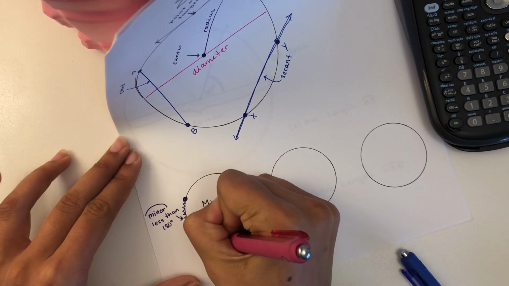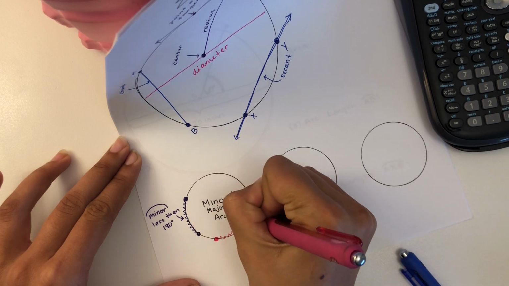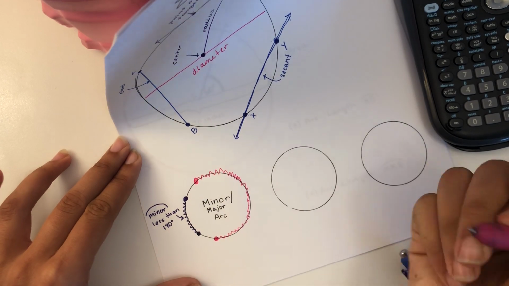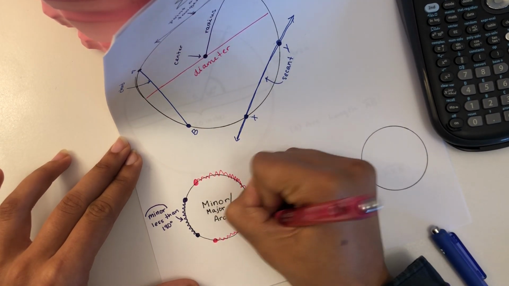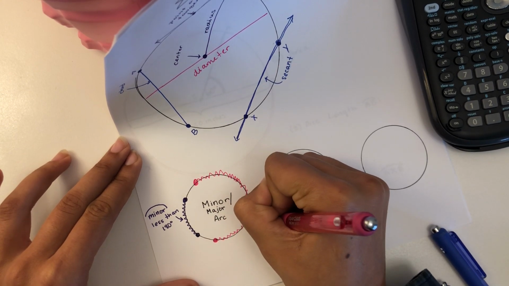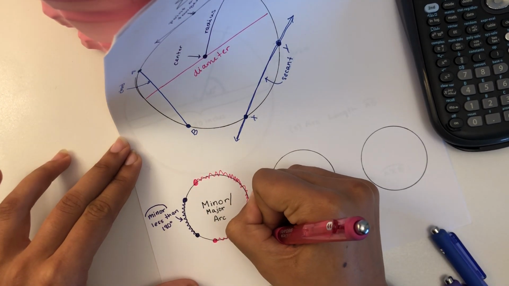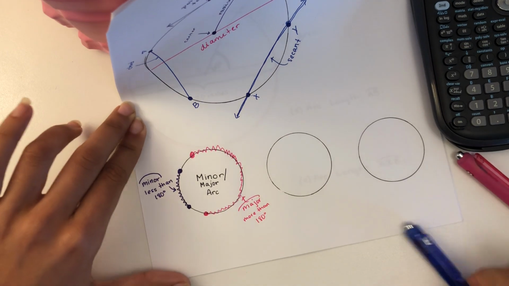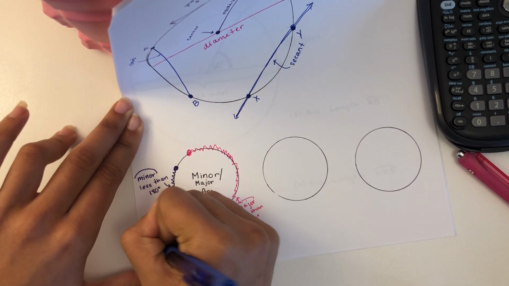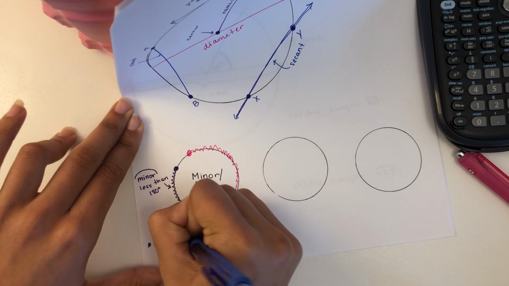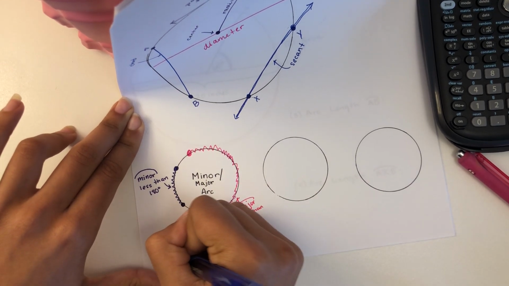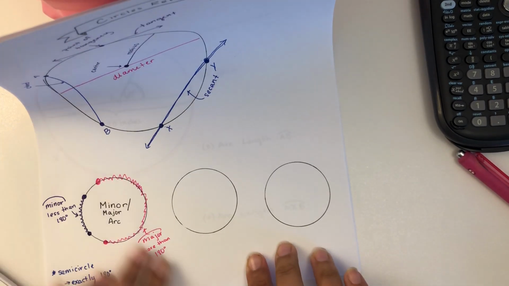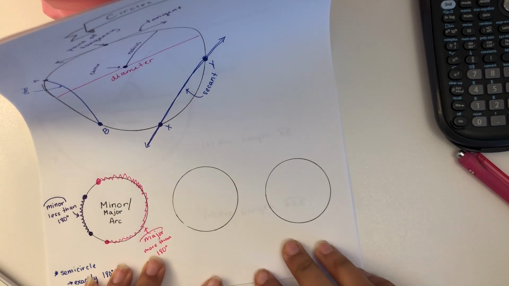Then I think we see where I'm going with this one. This larger pink one, this is a major arc, which means it's more than 180 degrees. And I would love us to write a little note down here. Semicircle. Exactly. 180.